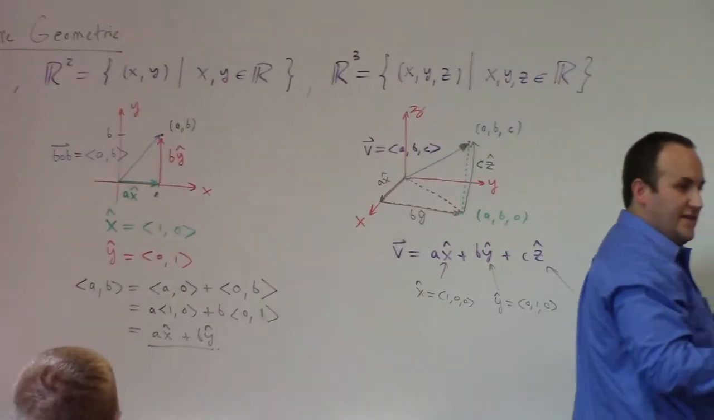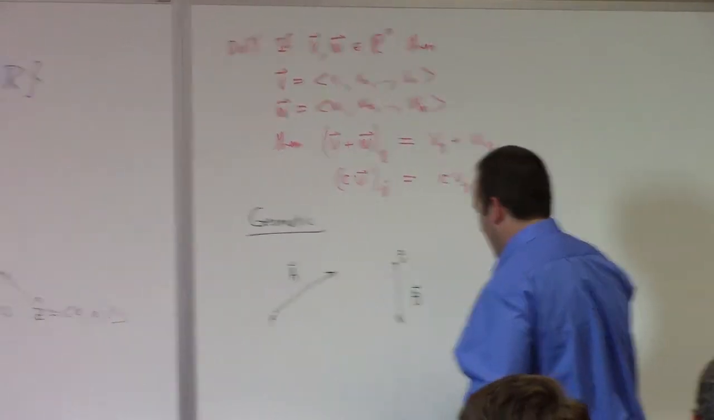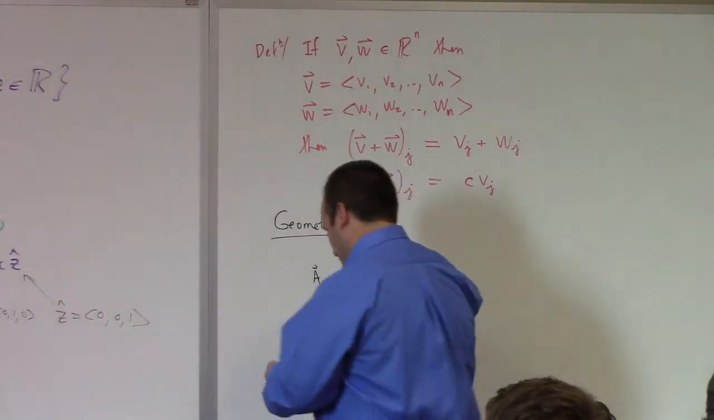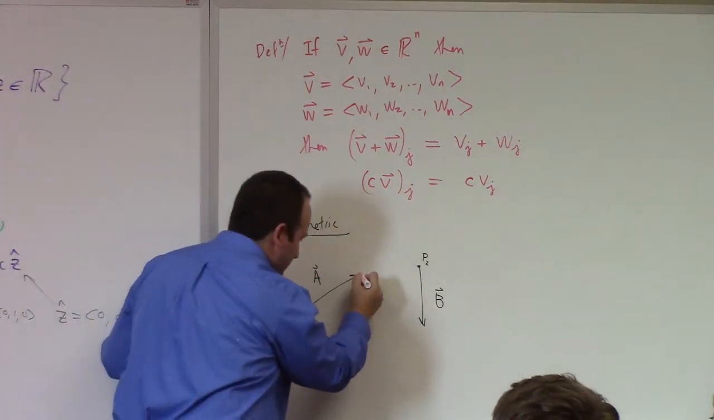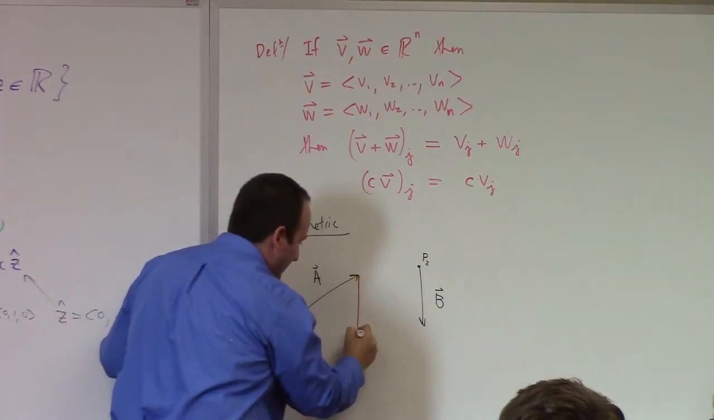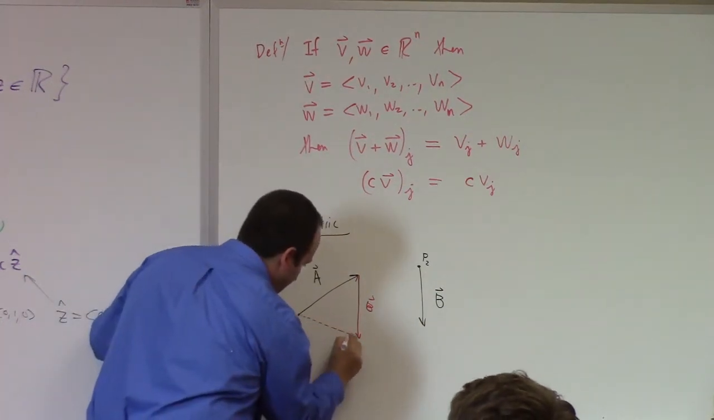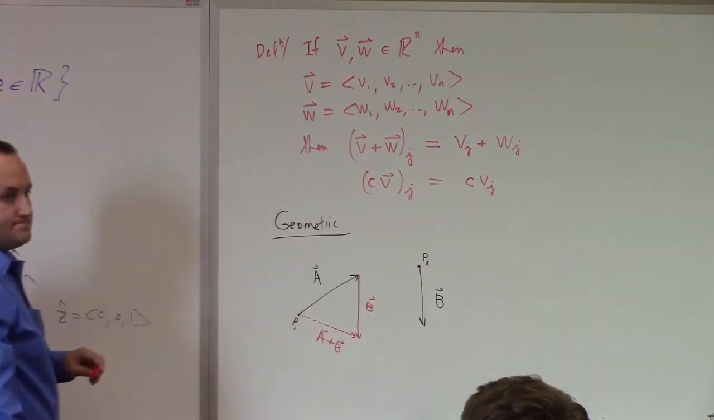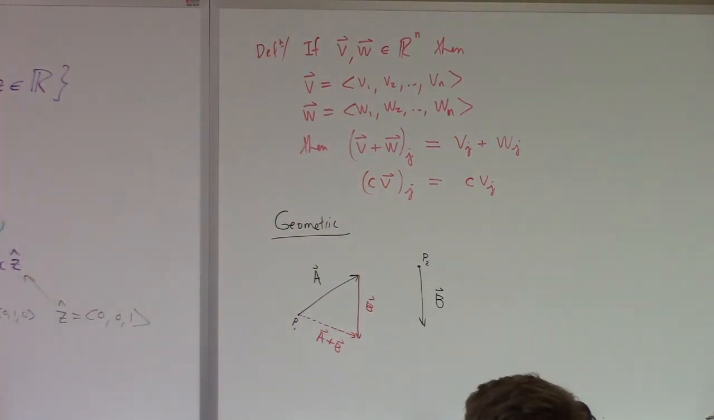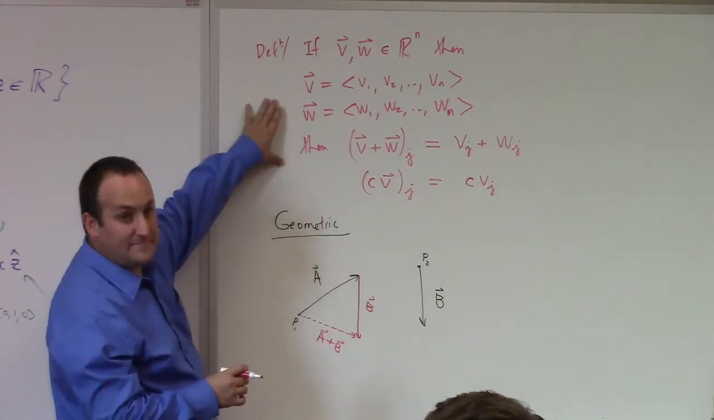So what's A plus B here? A plus B is C. Well, to be lazy, I'm just going to move B over where I can add. So you do tip to tail, right? Let's move B over here. And so this guy down here is what we would call A plus B. That is 100% the same as this up here.